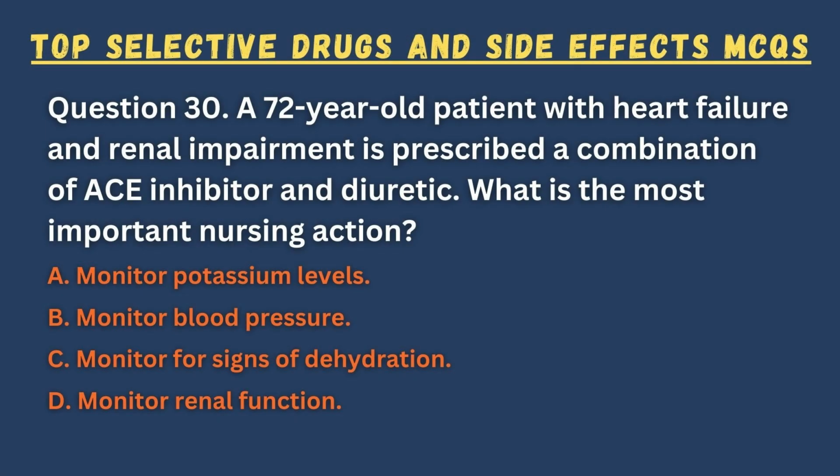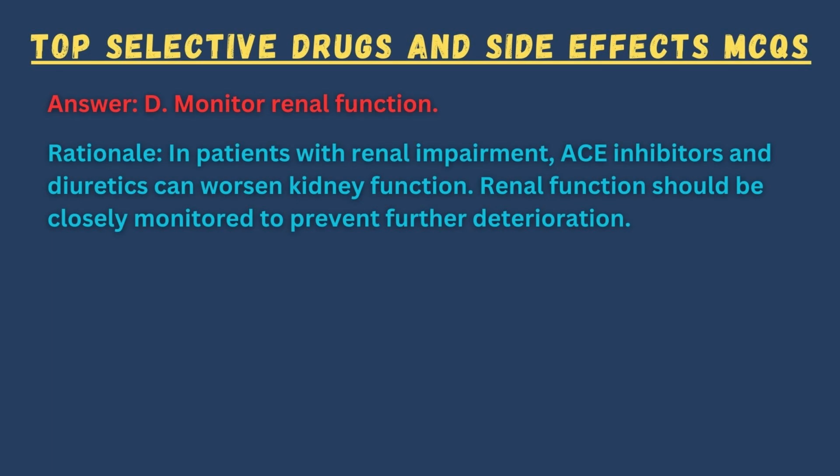Question 30. A 72-year-old patient with heart failure and renal impairment is prescribed a combination of ACE inhibitor and diuretic. What is the most important nursing action? A. Monitor potassium levels. B. Monitor blood pressure. C. Monitor for signs of dehydration. D. Monitor renal function. Answer: D.